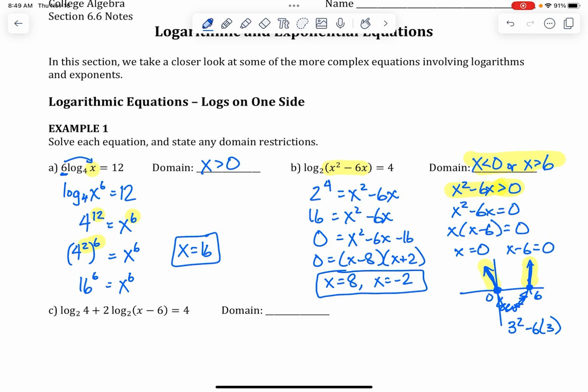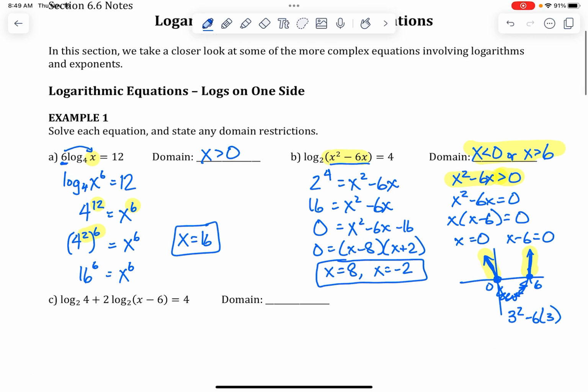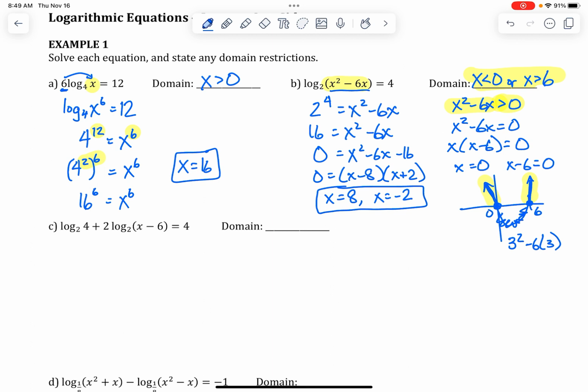Now, what you could do, if you didn't want to sit here and figure out the quadratic restrictions for the domain, is just take your answer and plug it back into the original function. So if you plugged in 8 and negative 2, you would get a valid answer, all right? And we'll see some problems a little bit later where there will be some extraneous solutions. Okay? A little foreshadowing, here's that example, right?